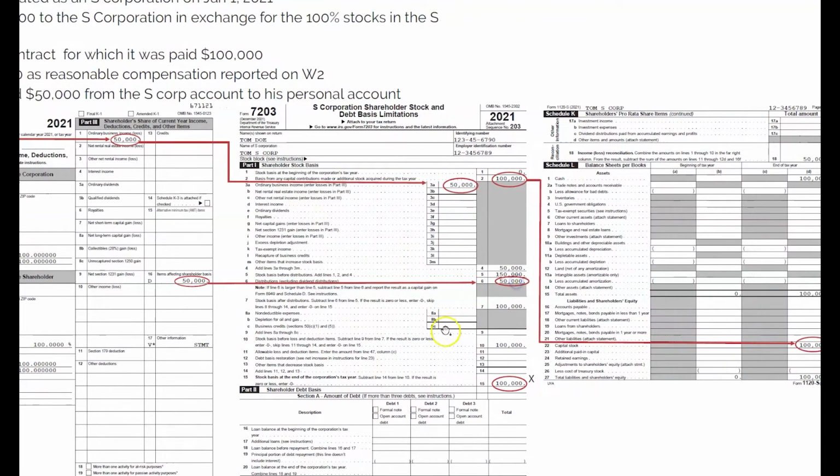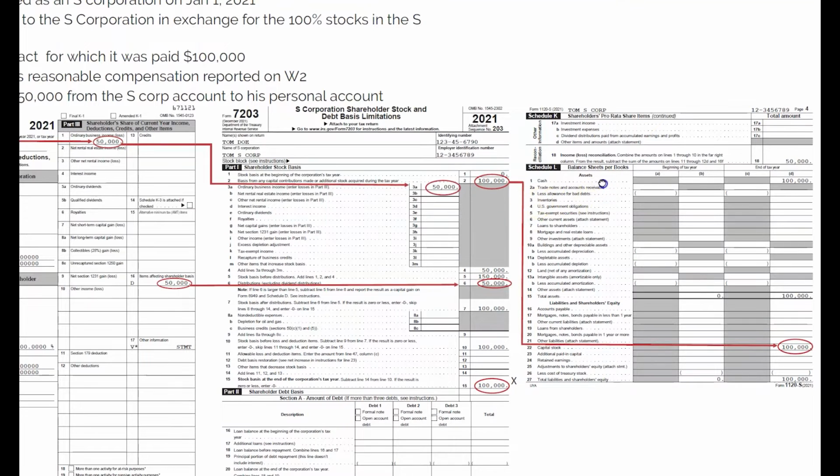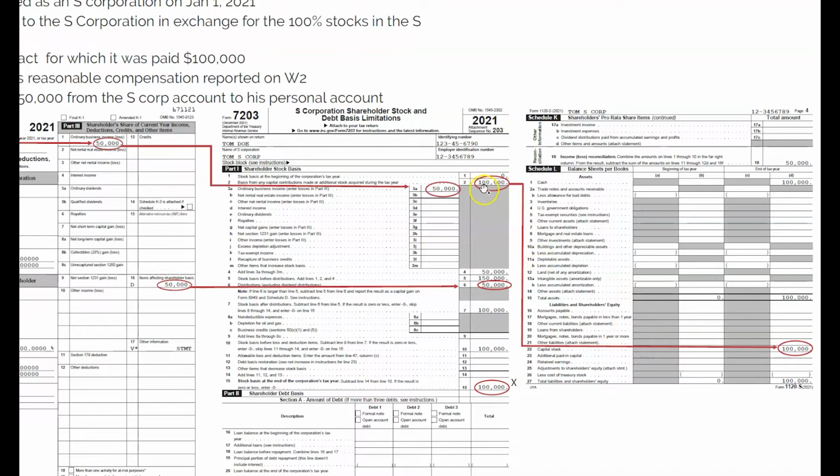Now, you remember we started building the basis from when Tom contributed capital. So when he contributed the capital, we have the 100,000 contributed. It's also showing on 7203. And then you also have the ordinary business income. Now, if it's ordinary business income and not losses, it increases your basis. So this 50,000 plus 100,000 becomes what? 150,000. So far, we know that Tom has 150,000 in basis.